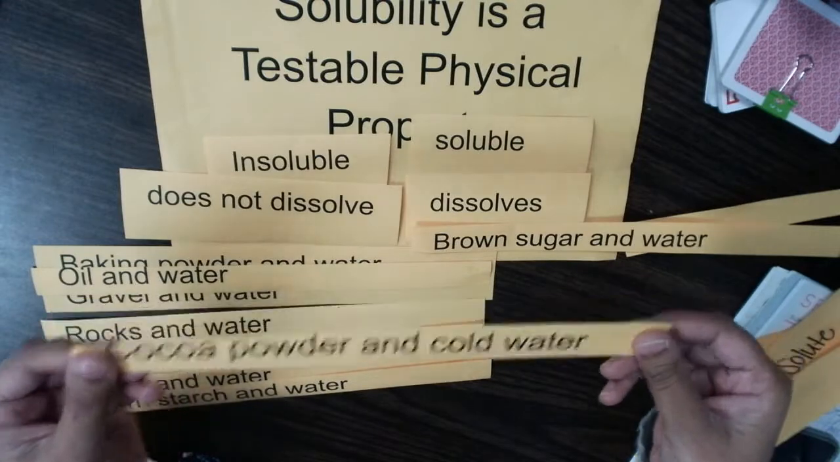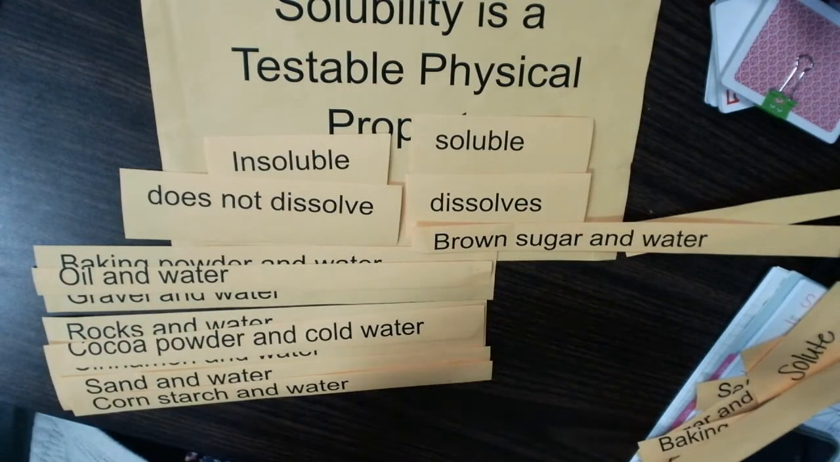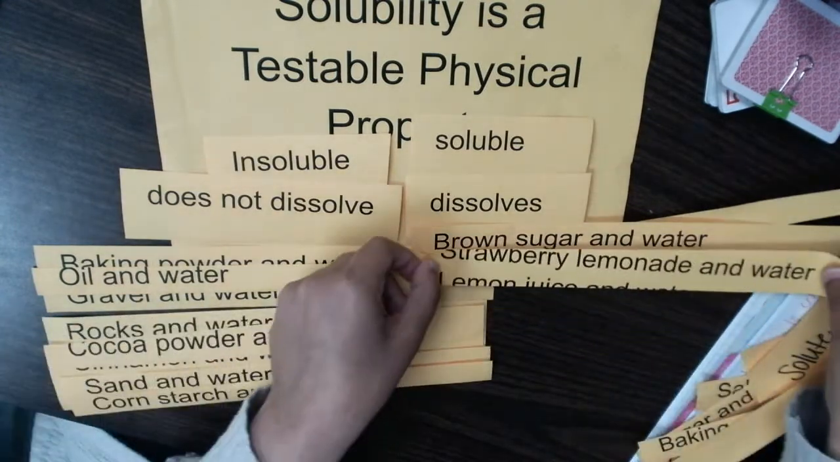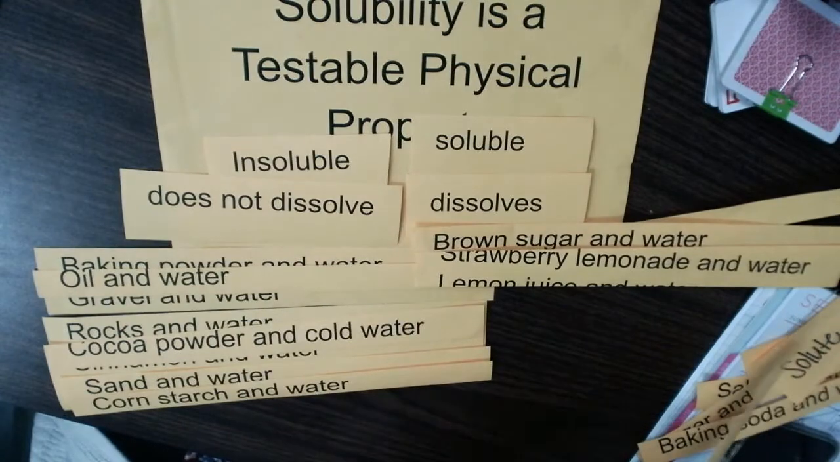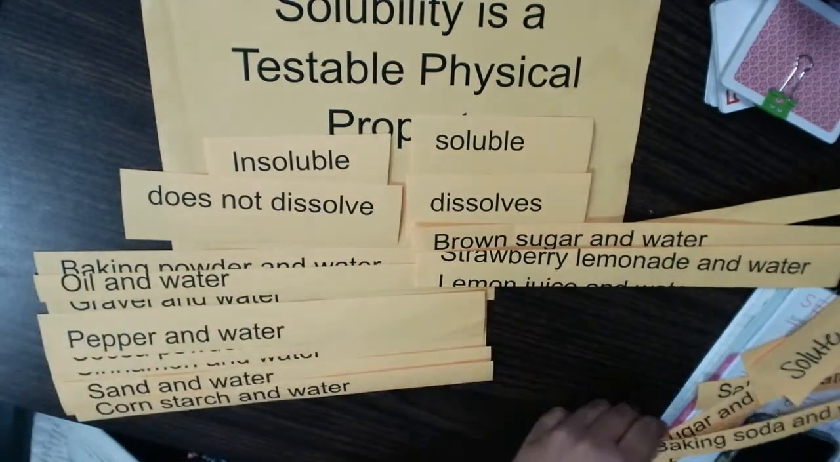Cocoa powder and cold water does not dissolve. Cocoa powder kind of sits at the top and the bottom. Strawberry lemonade and water, that does dissolve because any type of drinking powder, like a powder that makes a drink, it's going to dissolve. Pepper and water does not dissolve. That sits at the top.